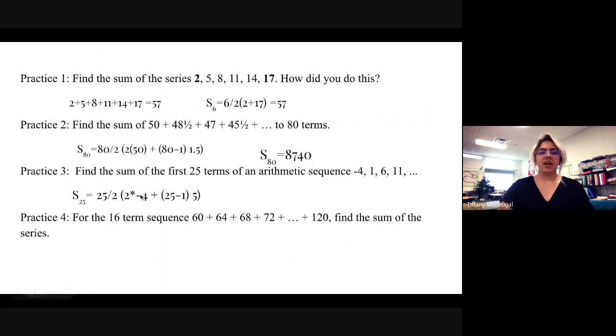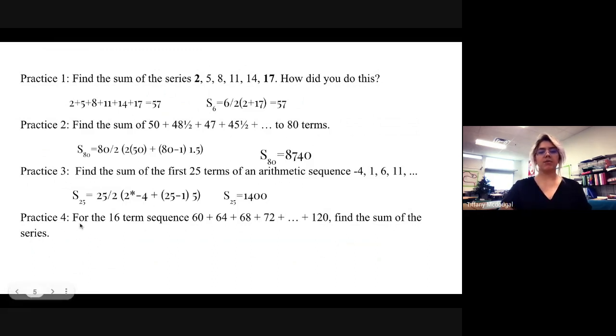And you can see here that you can write it either way. From the second example, I wrapped the first term, 50, in parentheses. Down here, I just put 2 times -4. It's the same exact thing. It's whatever your preference is. I just like to use parentheses in my calculator. But if you want to use the multiplication symbol, it's the same thing. And I want to plug that into my calculator, and I get S25 is equal to 1,400.